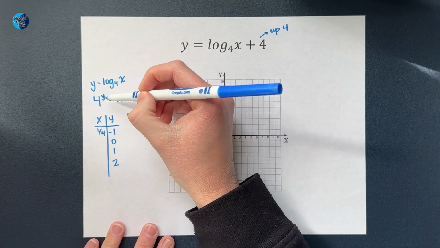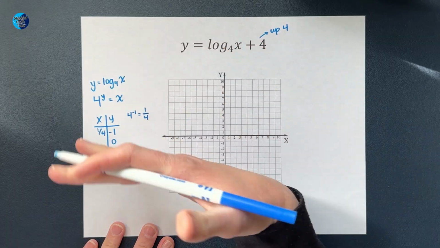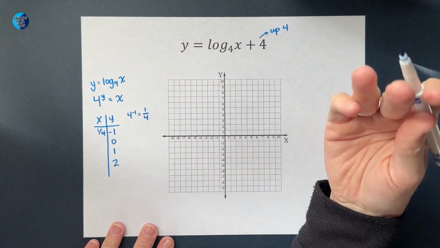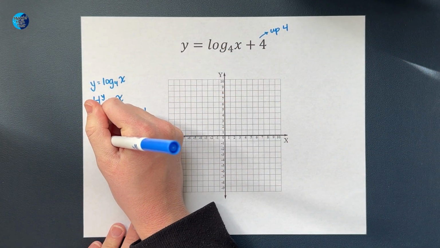All right, if I plug in 0 for y, I'm going to get 4 to the 0 power, which anything to the 0 power is just 1.